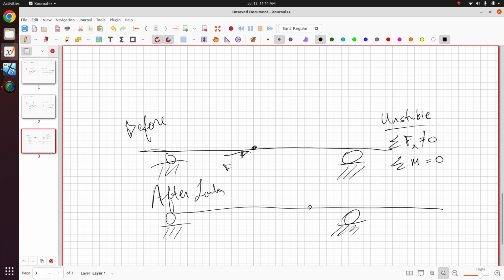So you can see that with this load, since the boundary conditions are unstable, the sum of the forces is not equal to 0, and this is going to move as a rigid body. There is no deformation in this scenario. So this is what a mechanism is. It means that you load it and it doesn't deform. It just translates or rotates without deformation.